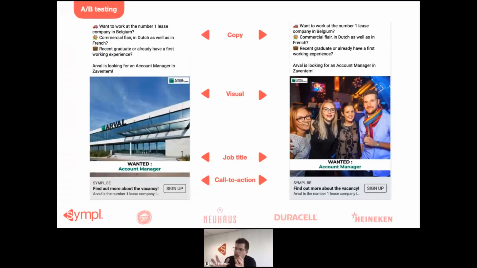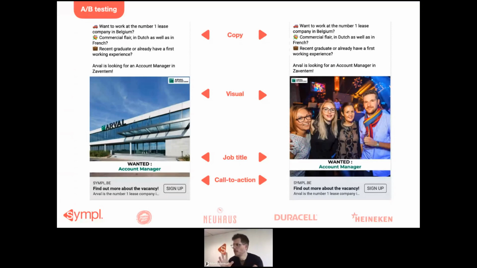And what you do in an A/B ad is that you take those 4 elements, you keep 3 of them exactly the same, and you change 1 element, in this case a visual, right? And then you test both ads, one against the other, to see which one works best.